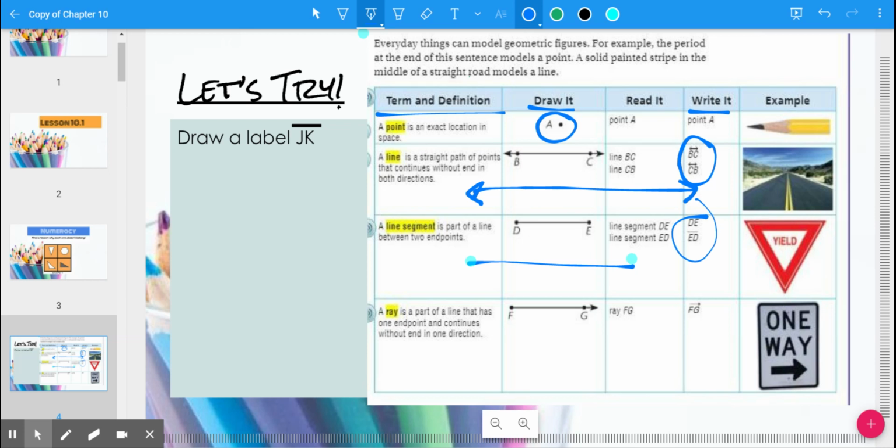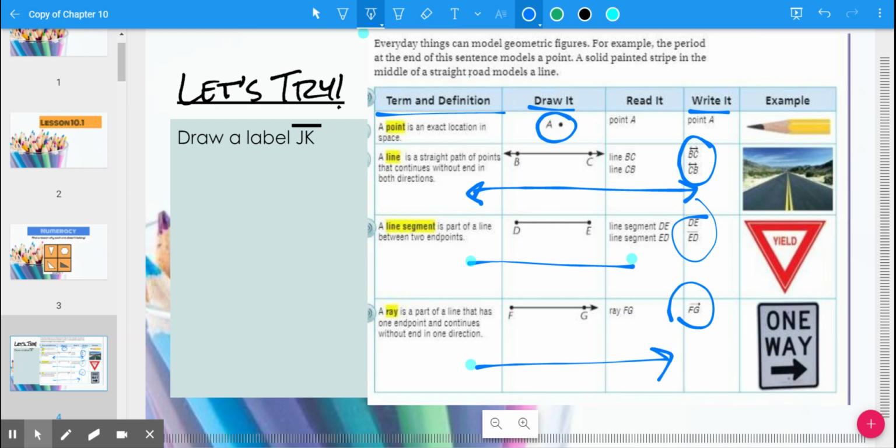The last one is a ray. It starts with a point, and then it goes on forever in one direction. So it's going to start with that point, and you're going to write it like that with the arrow on one end and the point on the other.